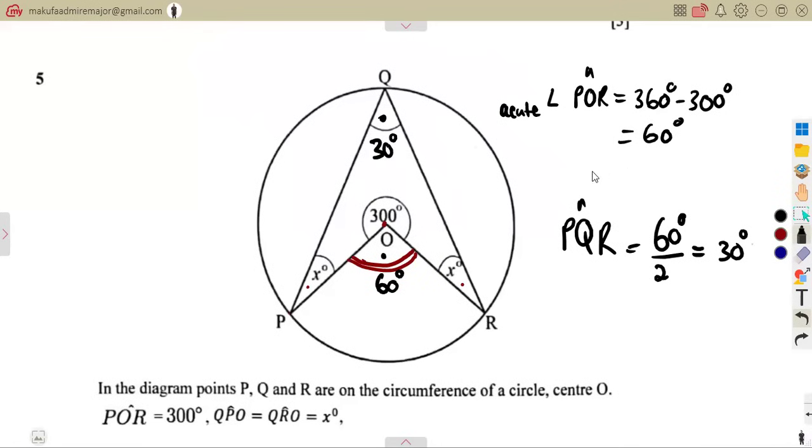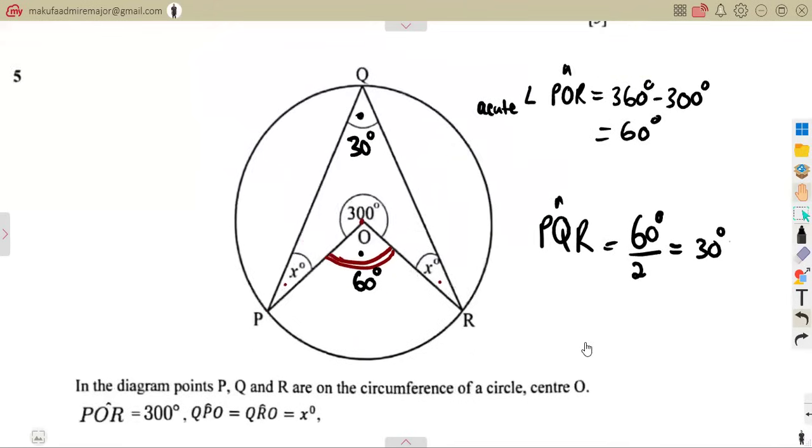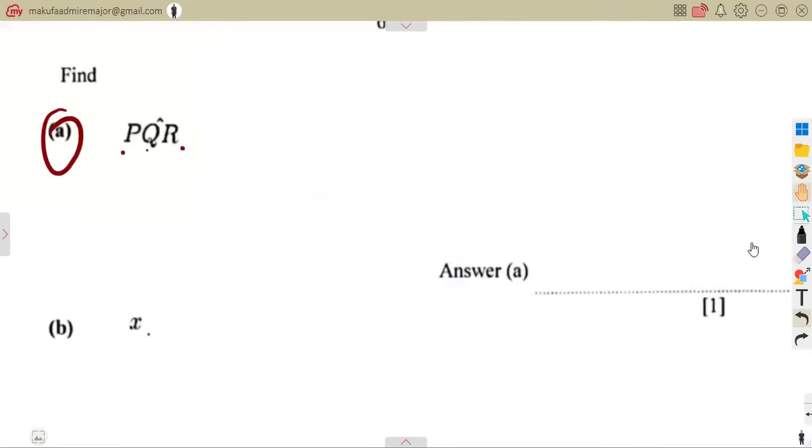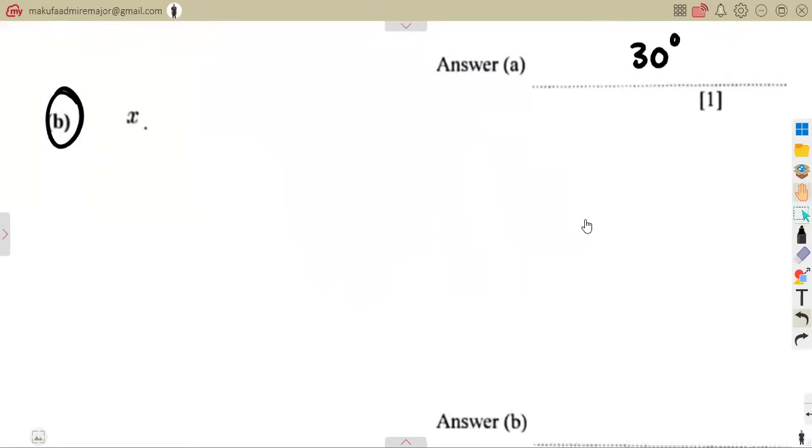Okay. So that is the condition of our question we are given. So you must be careful with the presentation that you are having, the theorems that you are working with. That is very, very important. So this was going to give us 30 degrees. Then we need also the value of x.